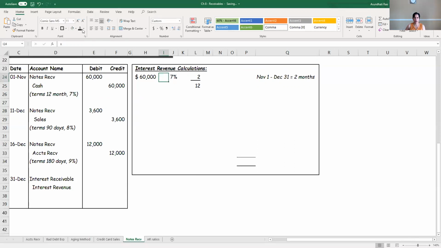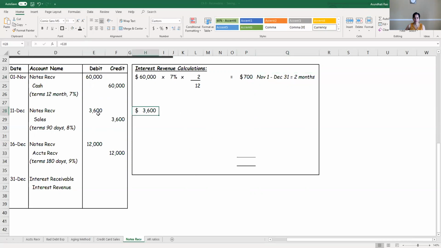So 60,000 times 7% times 2 over 12 will give me this number of $700. 60,000 times 7% times 2 over 12. The 2 is because it is 2 full months. Now let's see for the next one.